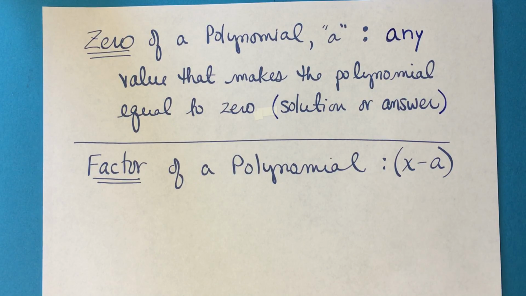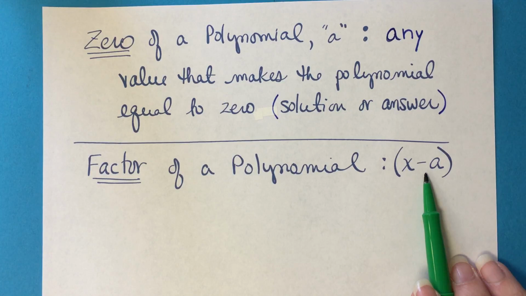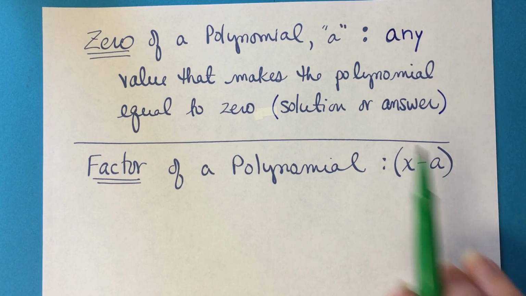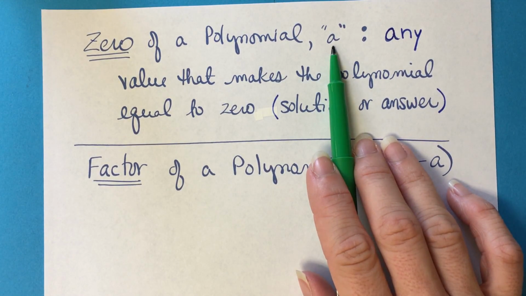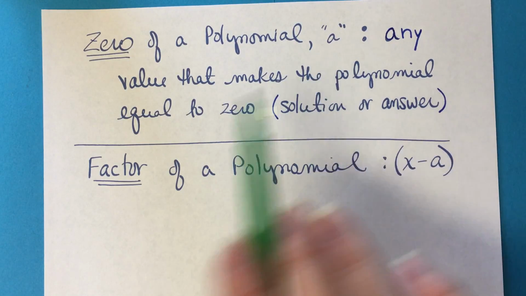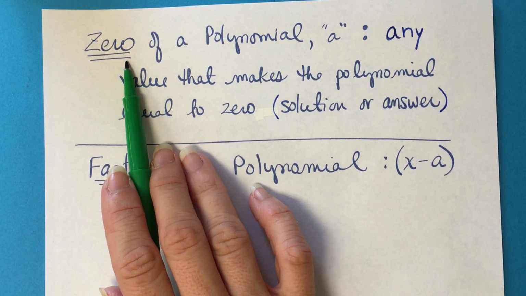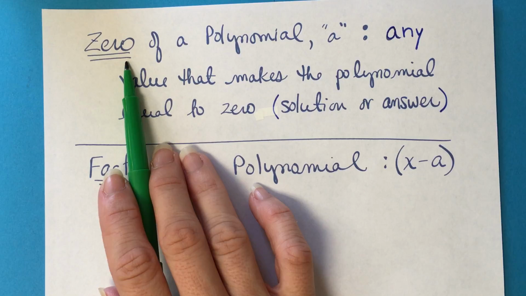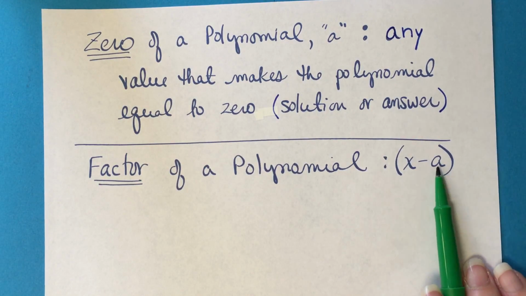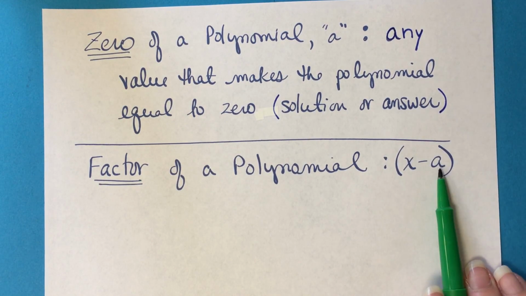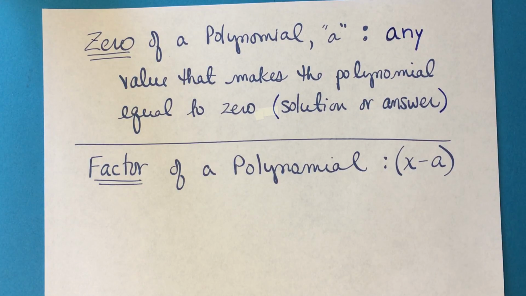Now, the format that you have for factors of a polynomial is x minus a. Now, here's this letter A, same thing that was used up here. So remember, the letter A represents a solution or a zero to the polynomial, okay? So if you know that solution, you could do x minus that solution and you would have a factor, okay? All right.